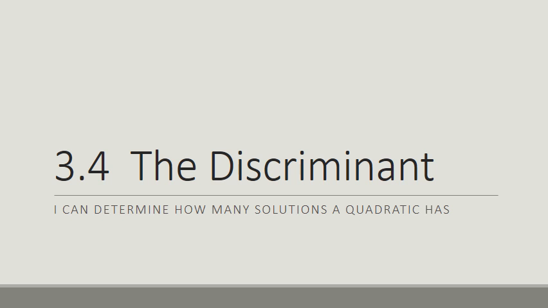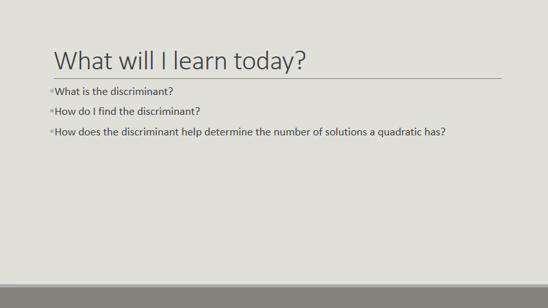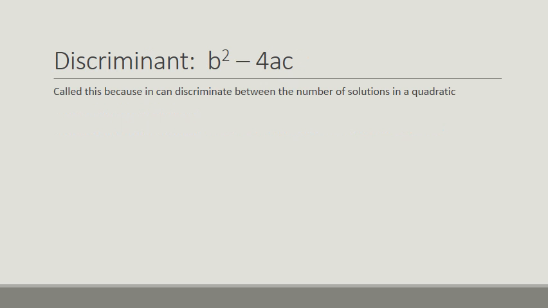Today we're going to talk about the discriminant. We're going to learn what it is, how you find it, and then how it helps determine the number of solutions a quadratic has. So our discriminant is b squared minus 4ac. We call it this because it can discriminate between the number of solutions in a quadratic, or it can tell us how many solutions there are in a quadratic.